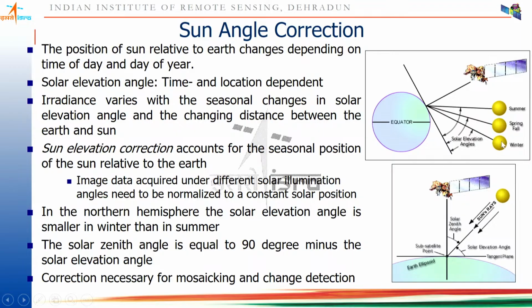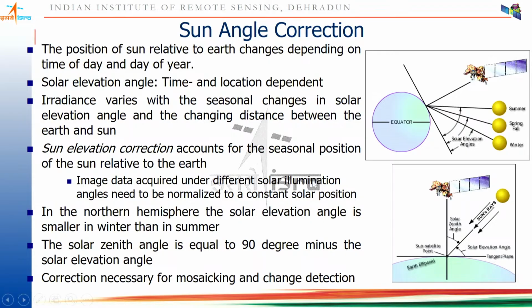Here you can see the solar elevation angle is different in different seasons. You can see a smaller solar elevation angle in winter, increasing in the summer. So sun elevation angle correction accounts for the seasonal position of the sun in relation to the earth. If we have data sets acquired with two different solar illumination angles, two different solar elevation angles, then they need to be corrected to one common normalized position.